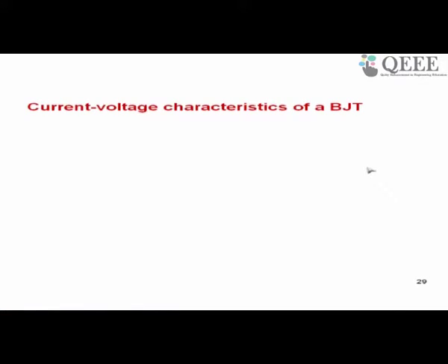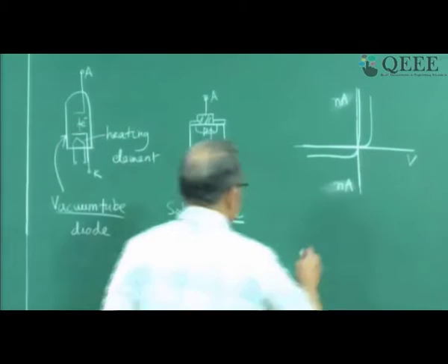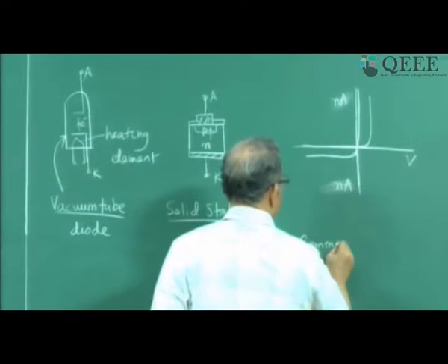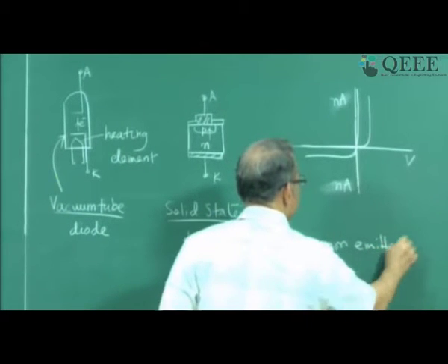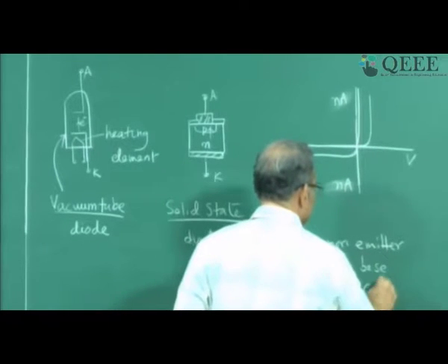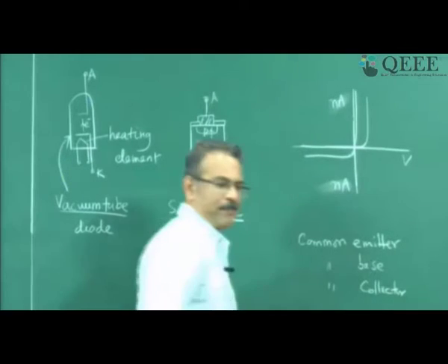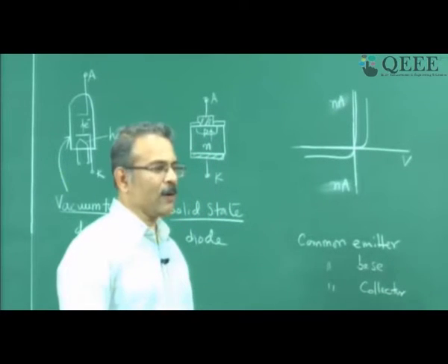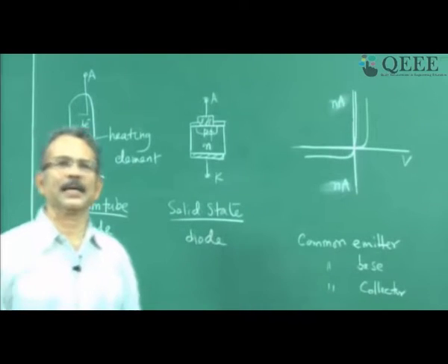Let's look at the current voltage characteristics of a BJT. This is a little bit more complicated. BJT is a 3-terminal device. So you see, you have several possibilities. You have 3 types of characteristics called common emitter, common base, and common collector. Now E is emitter, B is base, and C is collector.